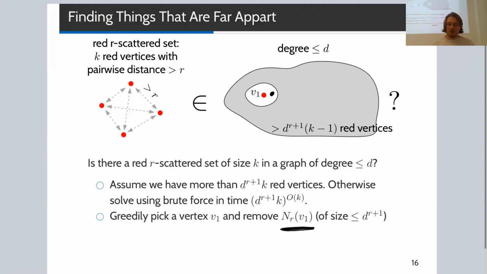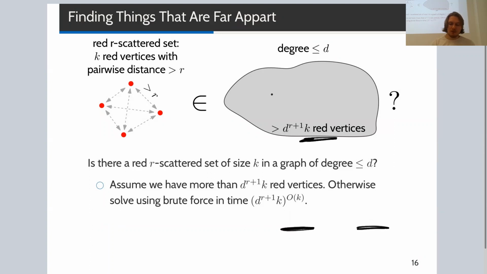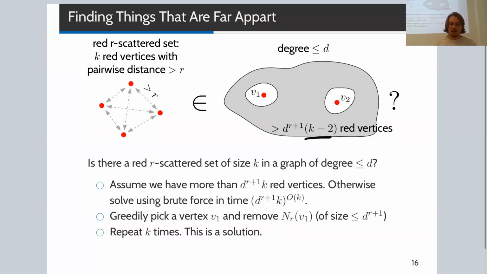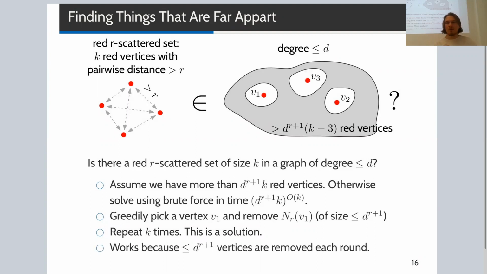We remove it, and this removes at most d to the r plus 1 vertices of the graph, which means the number of remaining red vertices is at least d to the r plus 1 times k minus 1. So before it was times k, now it is times k minus 1, because we removed d to the r plus 1 vertices. And this is something we can repeat now. We pick another vertex, and the number of red vertices is still at least d to the r plus 1 times k minus 2, or times k minus 3 after picking 3 vertices. So in the end, this means we can pick k vertices, and at all times there were still red vertices to choose from, because we didn't remove too many of them. And so a simple greedy algorithm works in this case if the graph is large enough, and if the graph is small enough, we do a simple brute force algorithm, and in either case the running time is fine, and we solve the problem efficiently.